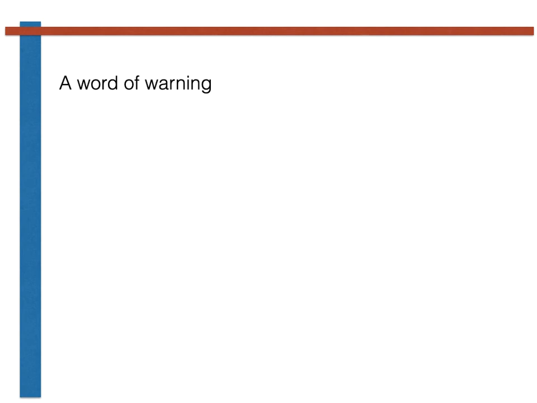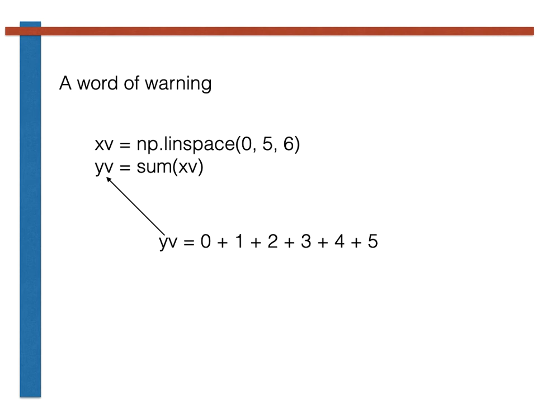Before I finish, I want to remind you that I said what happens if a function takes a numpy array as input depends on what the function does. To consider why, look at the code on this slide. Even though xv is an array created with the np.linspace command that we have just learned about here, yv is a scalar and not an array. The reason is that sum is adding up all of the elements within the array as shown here.